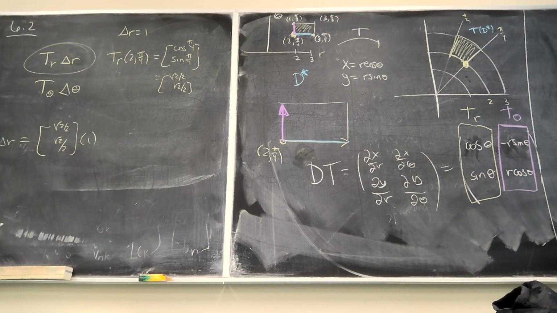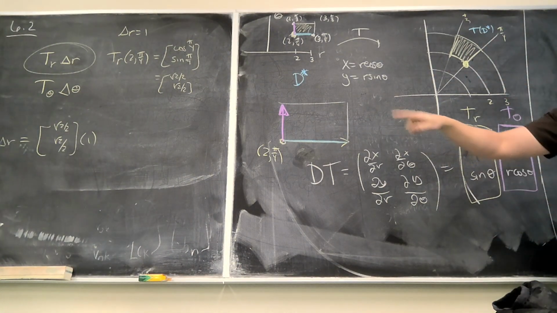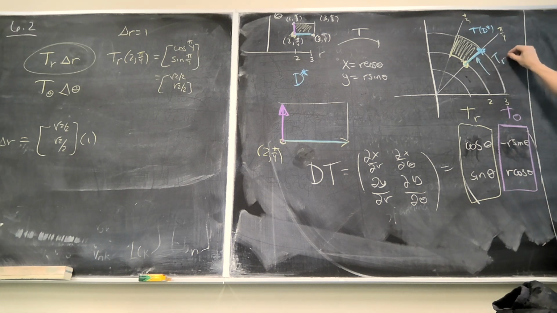And if I plot that vector over here, it's a unit vector pointing at a 45-degree angle of length 1. So here it is right here, in fact falling exactly on the side of that original region that we drew. This blue vector right here is the vector T_r delta r.